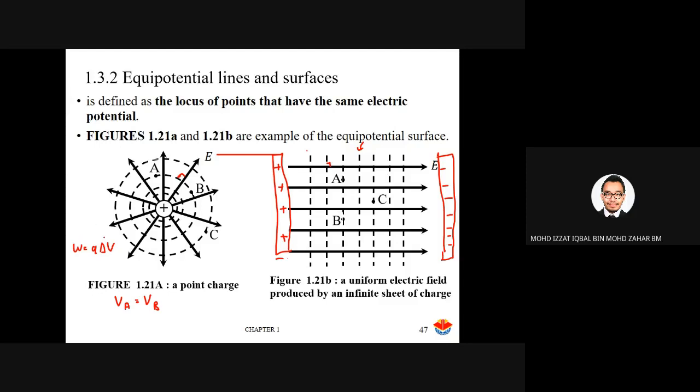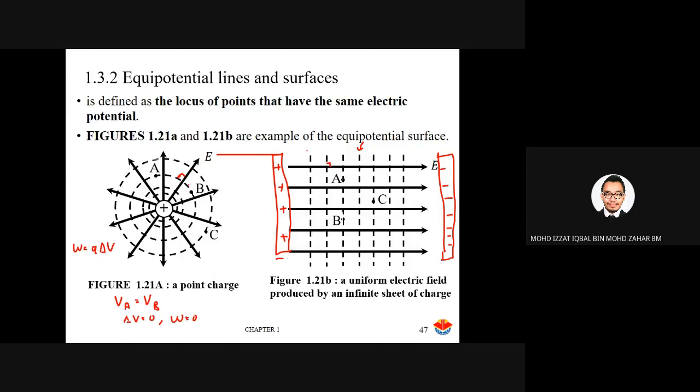So work done, if I want to move my charges, let's say saya letak satu positive charge kat sini, saya nak gerakkan dia daripada B ke A, potential dia kat tempat yang sama, so delta V dia sama dengan 0. Sebab delta V is VA minus VB kan. So delta V equals to 0. When delta V is equal to 0, work done is equal to 0.